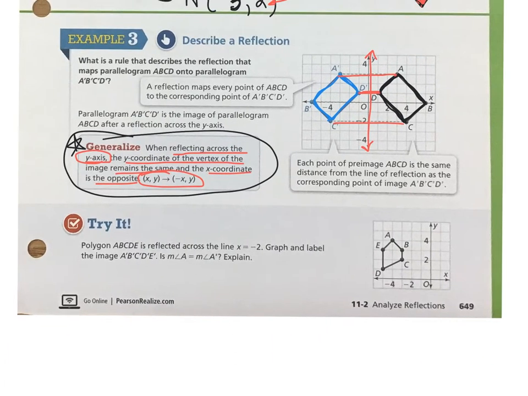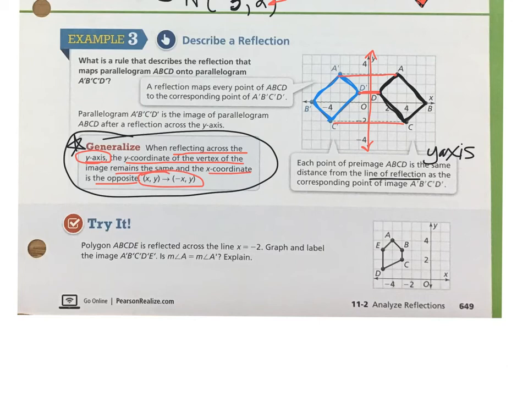The reason that happens is because we are not changing the height of the figure, which would be a y-axis change, that up and down change. Instead, we are reflecting it across the y-axis, which is why the x number is changing. So each point of that pre-image ABCD is the same distance from the line of reflection, or the y-axis in this case, as the corresponding point of image A prime, B prime, C prime, D prime.